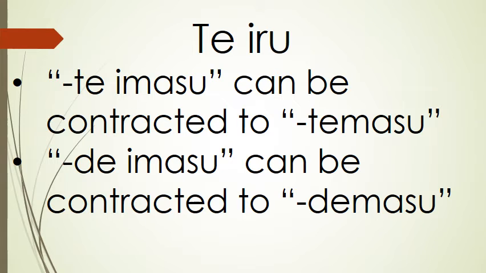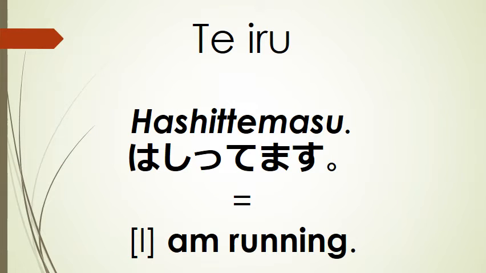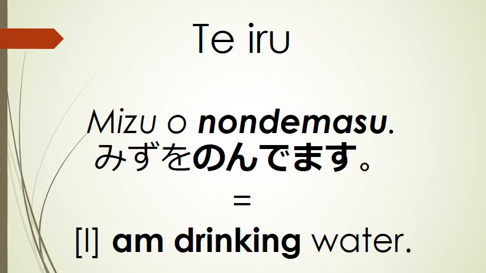So the first thing we're going to look at is shortening te iru form. If we have te imasu in Japanese and we want to shorten it, we can shorten it to temasu. Similarly, if we have de imasu, that can be shortened to demasu. So, if I wanted to say I am running, instead of saying hashite imasu, I could say hashitemasu. And if I wanted to say I am drinking water, instead of saying mizu o nonde imasu, I could say mizu o nondemasu.